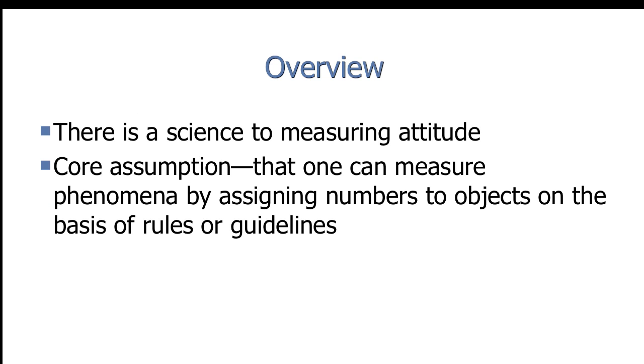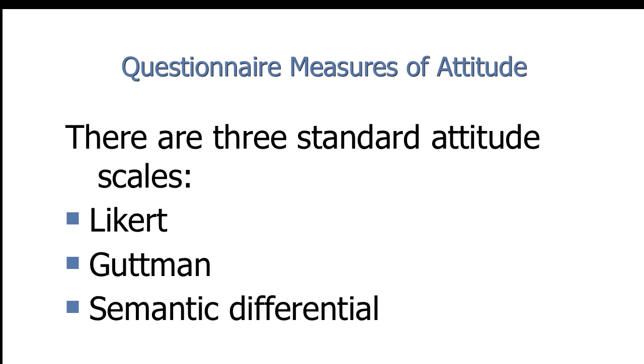There is a science to measuring attitude. The core assumption is that one can measure phenomena by assigning numbers to objects on the basis of rules or guidelines. There are three attitude scales: the Likert, the Guttman, and the Semantic Differential. Now, you've probably heard Likert mispronounced. That's one of the most common mispronunciations in our discipline. The correct pronunciation is Likert.